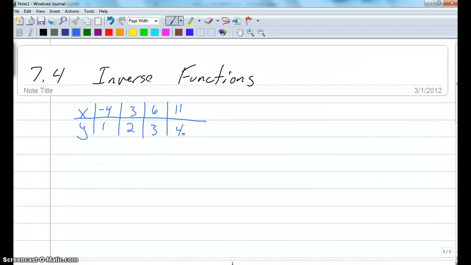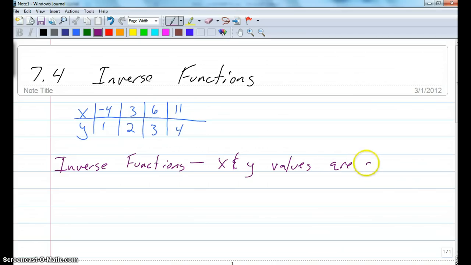I just picked some points, but this is definitely a function because each input has exactly one output. But we're going to find the inverse of this function. Now, inverse function simply means that the x and y values are switched. That's it. The x and y values are switched.